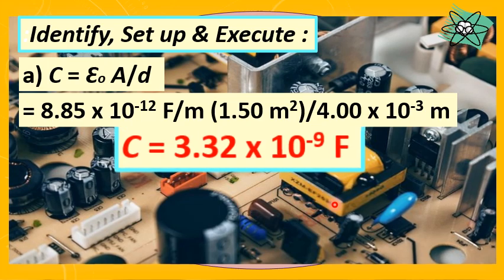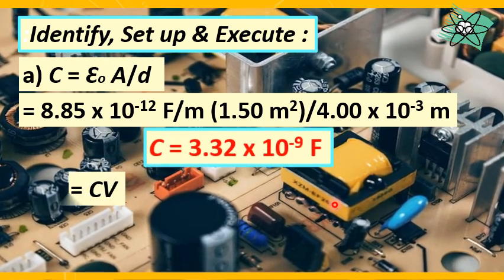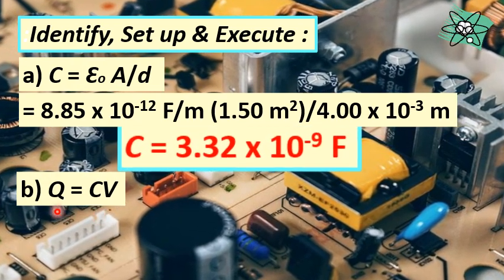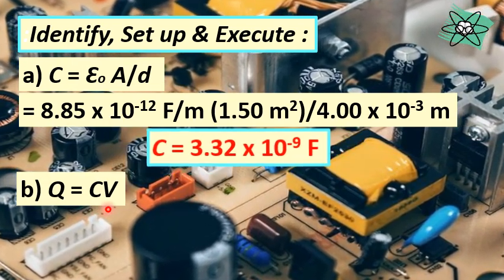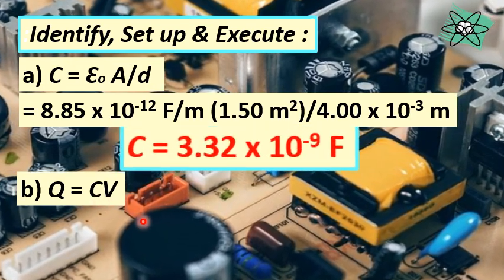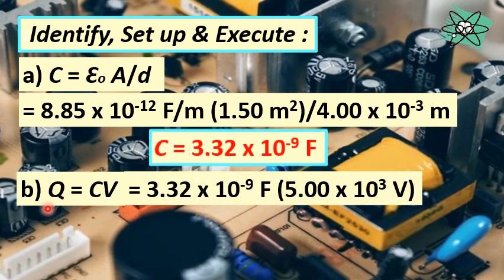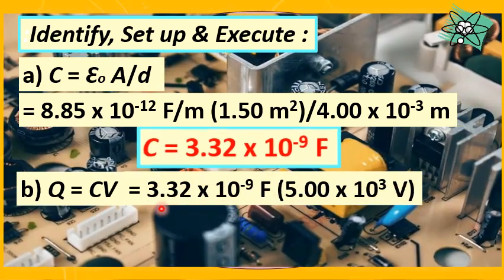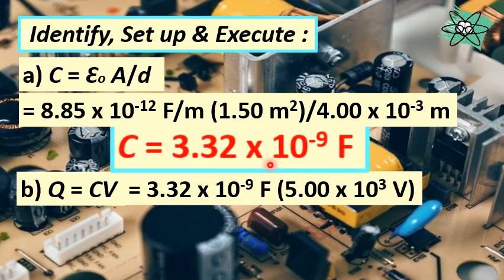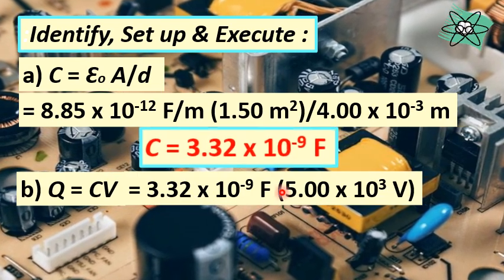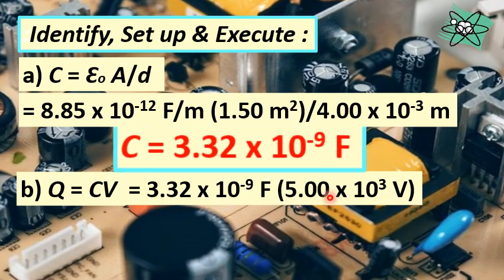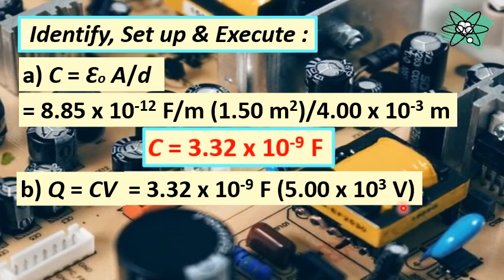Right? So for letter B, calculating the charge big Q using the formula, Q equals the product of the capacitance and the potential difference or voltage, that's CV, all right? Or 3.32 times 10 to the negative 9 farad, that's the value of the capacitance we just computed in part A. So multiplied by the potential difference already expressed in volts, 5.00 times 10 to the third volts.